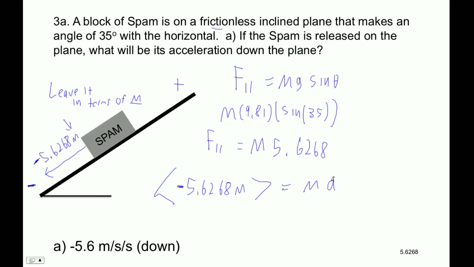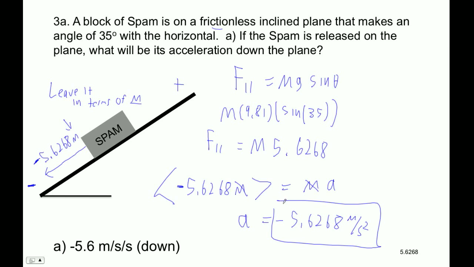Well, this is pretty simple, right? I can cancel the m's, and this is what happens. It'll either happen and it's solvable, or it won't happen. That is, if you have a term over here that doesn't have m in it, then it can't be solved, right? And so we get that our acceleration is negative 5.6268 meters per second squared, right? And that negative means that it's, of course, going to accelerate down the plane. Now, we could shove it up the plane, and it would slow down and stop. It would accelerate down the plane since it's a frictionless plane, always at the same rate, okay? So that's kind of cool.